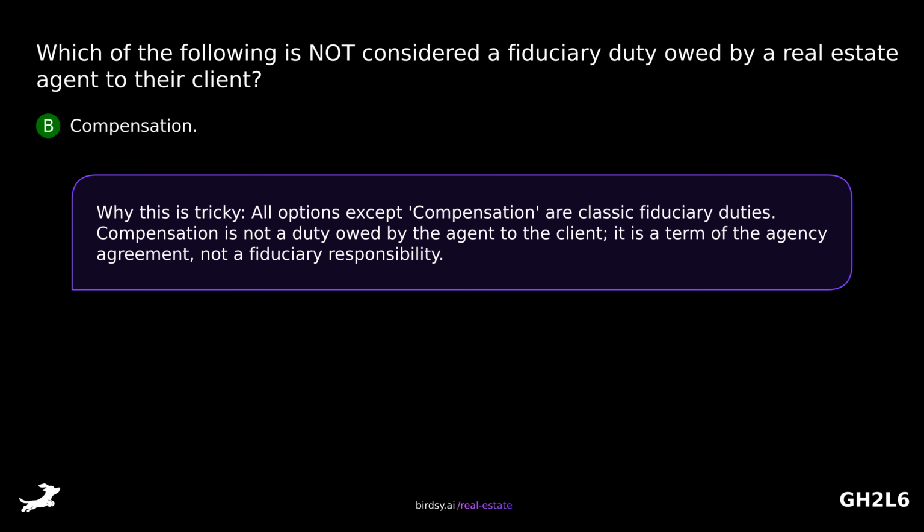Why this is tricky? All options except compensation are classic fiduciary duties. Compensation is not a duty owed by the agent to the client. It is a term of the agency agreement, not a fiduciary responsibility.